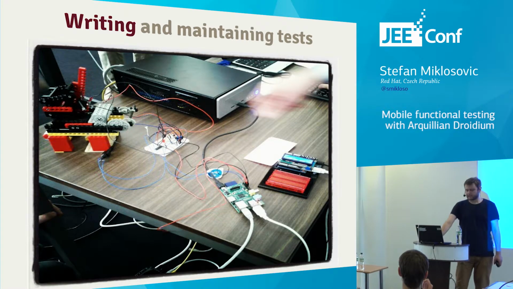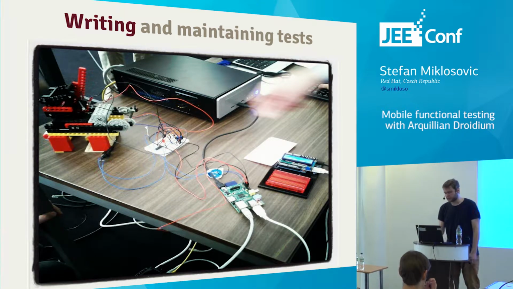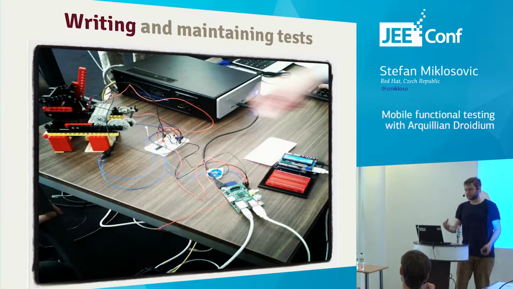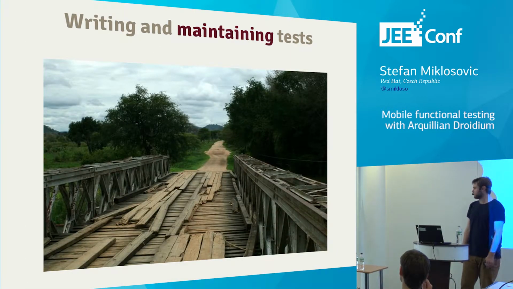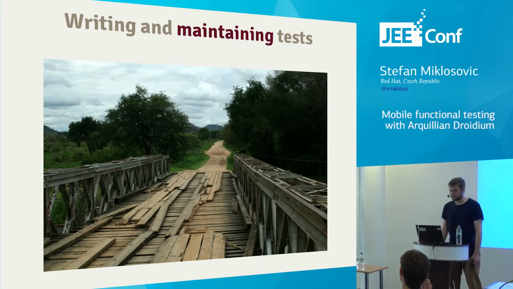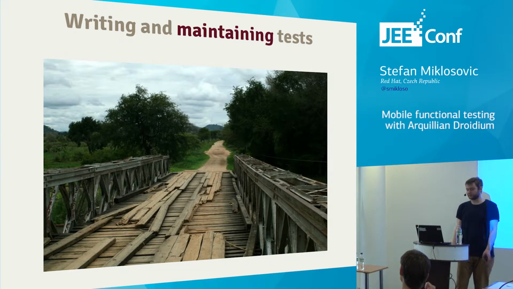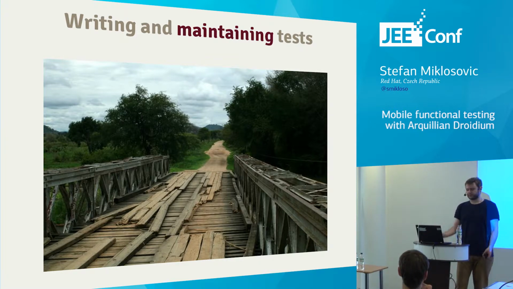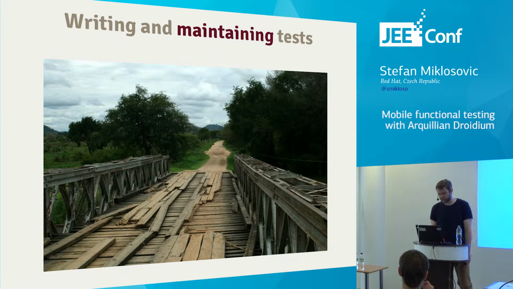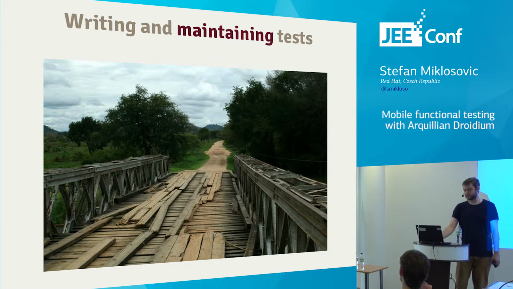So there was a need to develop or introduce some kind of tool which solves these problems. And tests pretty often looked like this. It was like a bridge. You just don't know where to step in order to not break the test, and in order to go from one shore to another. And Arquillian is a tool which tries to solve these problems.